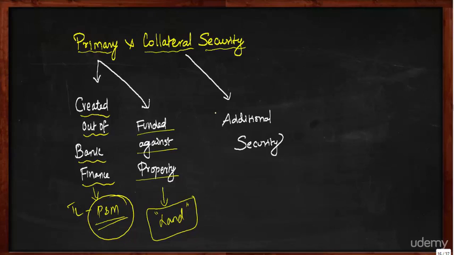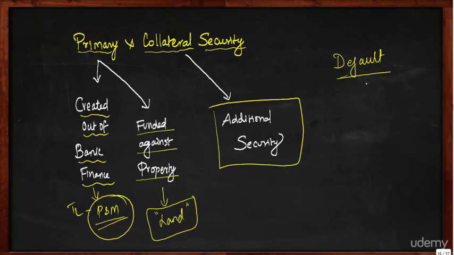Then comes the collateral security. Collateral security is nothing but the additional security. It is basically to give a sense of comfort to the bankers. When the customer defaults, then the bank should go with the recovery process.